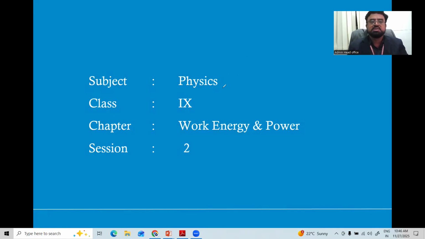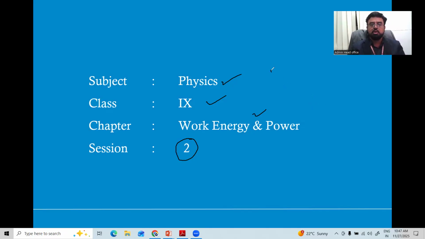As you all can see on the screen, or you are well aware, my subject is physics. We are in class 9, our ongoing chapter, work, power and energy. And today we are entering into the second session. We started this chapter in the last class and we'll continue where we stopped in the last class. But before that, let us recall what we learned in the last class.